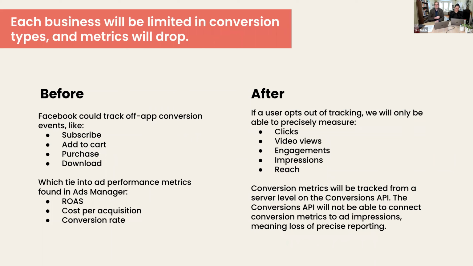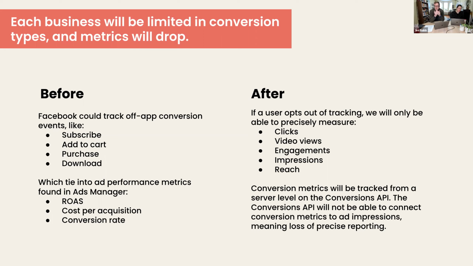The next change that's happening is that each business will be limited in conversion types and metrics will drop. So before, with things like the Facebook Pixel, you could track Facebook conversion events like subscribe to this newsletter, add to cart, make this purchase. So I could see someone go from Facebook seeing this ad all the way to buying my product or downloading my app, in which you could do these nice holistic measurements, things like ROAS, cost, very clear cost per acquisition tied to specific ads, allowed you to make lots of decisions, conversion rate, things like that. All within Facebook. Those are going to go away in the capacity that they are now.